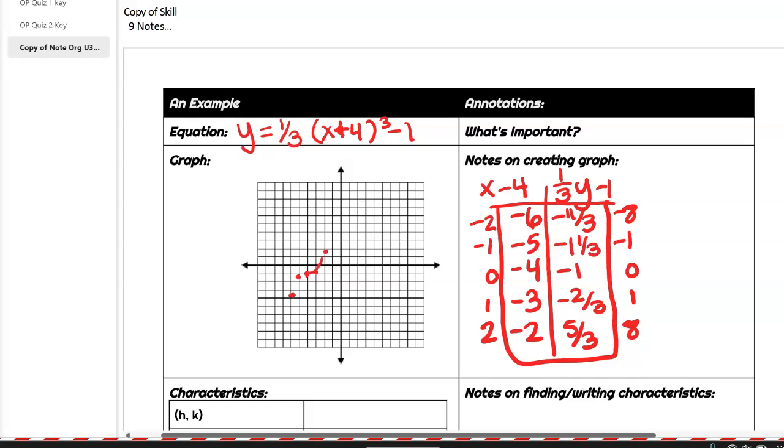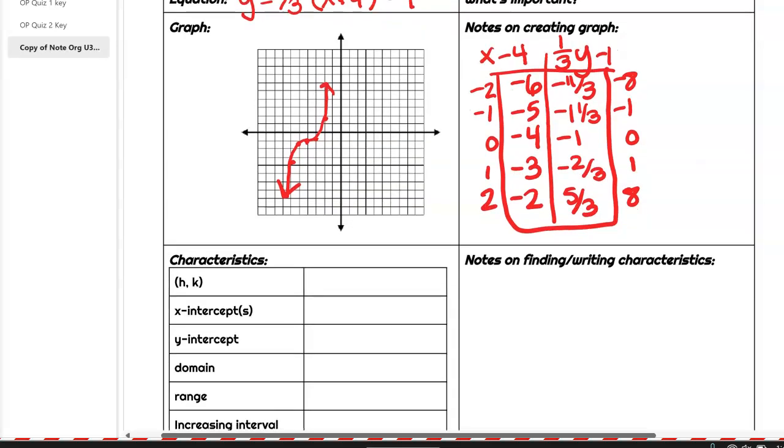And so I'm going to draw that curve in and fill in those characteristics. So our h and our k were -4, -1. And again, for our x-intercept, we're going to have to go through that solving process where we set y equal to 0.